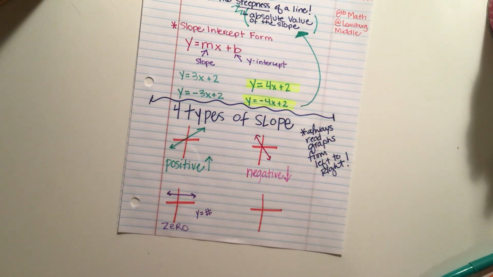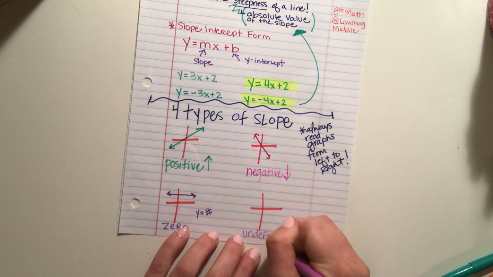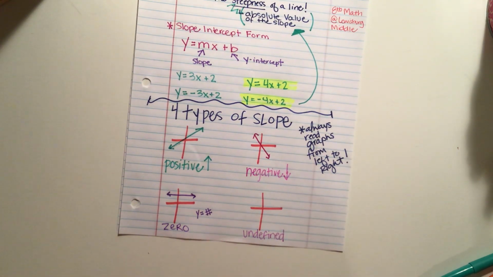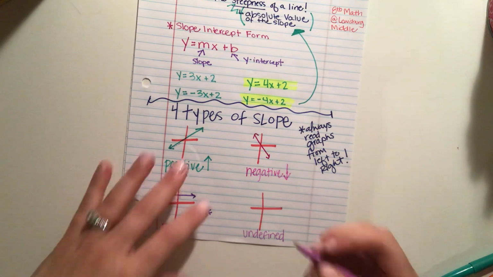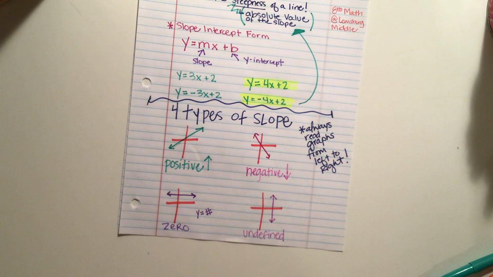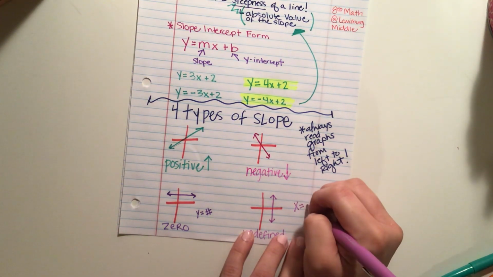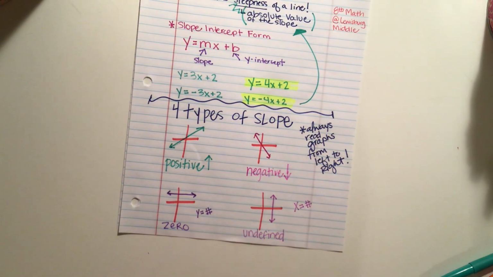There's one more type of slope, and it is called undefined. Now, if a slope is undefined, you cannot figure out how steep it is. It's undefined. So a slope that is undefined is going to go straight up and down. No curve at all to it, straight up and down. And an undefined slope will have a linear equation looking like x equals a number. And we'll go over that, like I said, in our graphing slope video.